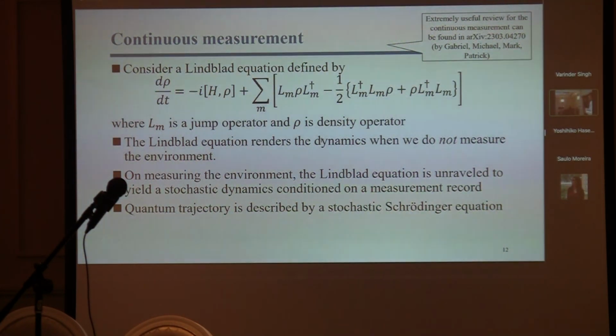So let me start from continuous measurement. And I think that for the review of continuous measurement, this arXiv paper is extremely useful. So basically, continuous measurement uses the Lindblad equation, which is given by this one. H is the Hamiltonian, and L_m is the jump operator of the mth channel, and rho is the density operator. And the Lindblad equation renders dynamics when we do not measure the environment. And on measuring the environment, the Lindblad equation is unraveled to yield the stochastic dynamics conditioned on a measurement record.